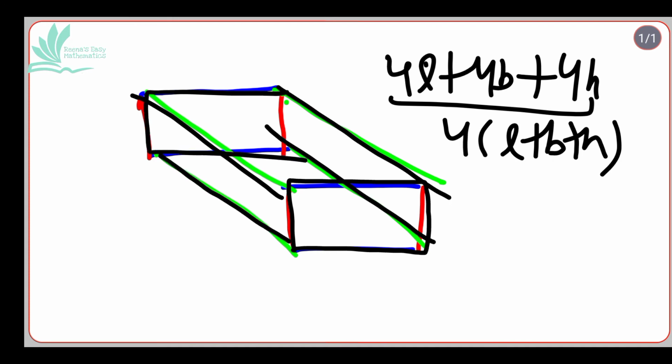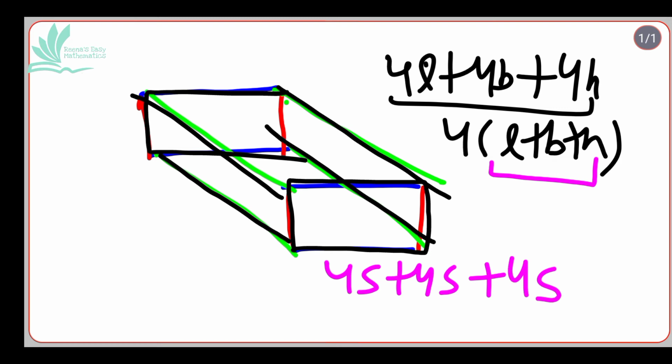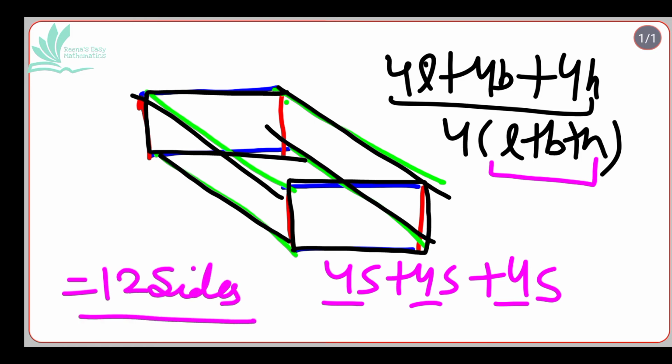Do you think about what will happen in the case when we are having a cube? As we know, in a cube we are having all the sides equal. So when we are having 4 side plus 4 side plus 4 side, they will become 4 plus 4 plus 4, 12 sides. So you can directly find the perimeter of a cube also, by your imagination.